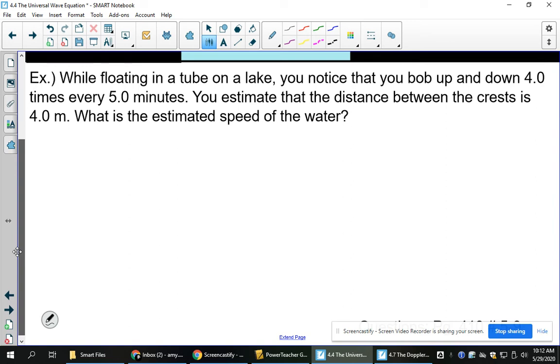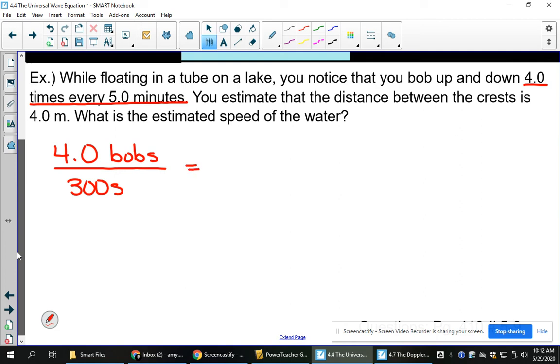So, what we have to figure out is we're not told the frequency right off the bat. Remember, frequency is oscillations per second. We are told 4 oscillations every 5 minutes. What is this? We can say this is bobs, for bobbing up and down, I guess, per 5 minutes. But remember, we want this to be per second. So how many seconds are in 5 minutes? 300 seconds. I won't do sig digs here just so we can learn the concept, but yes, I should write that as 3.0 times 10 to the 2.